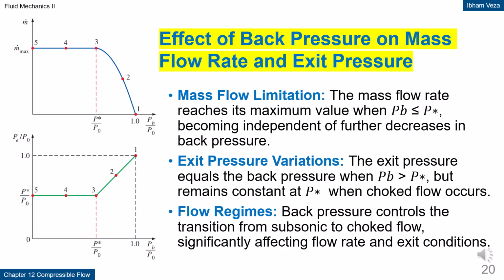Effect of back pressure on mass flow rate and exit pressure. The mass flow rate increases as the back pressure is reduced until it reaches a maximum value. After the choking condition is reached, the mass flow rate is no longer affected by the back pressure. The exit pressure follows the back pressure only before choking occurs. After choking, the exit pressure is locked at the critical value. This graph explains why flow systems have a maximum capacity limit.